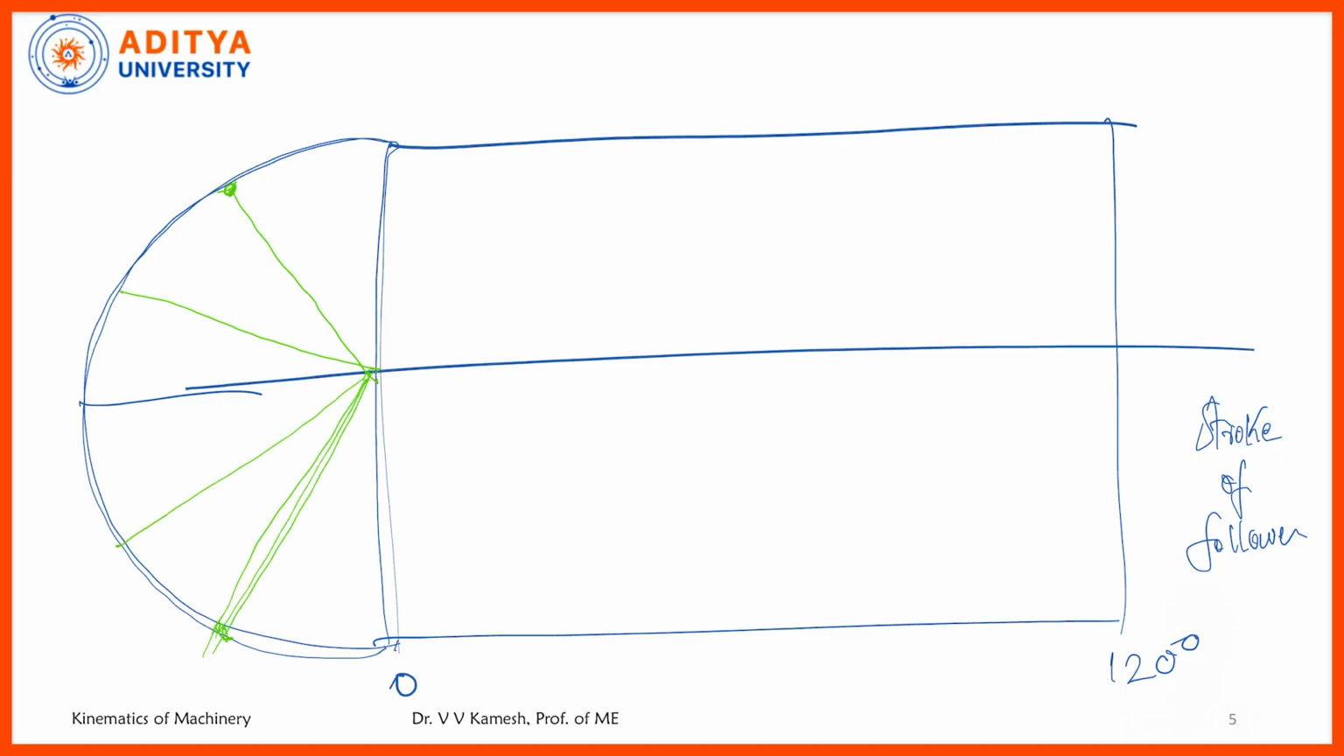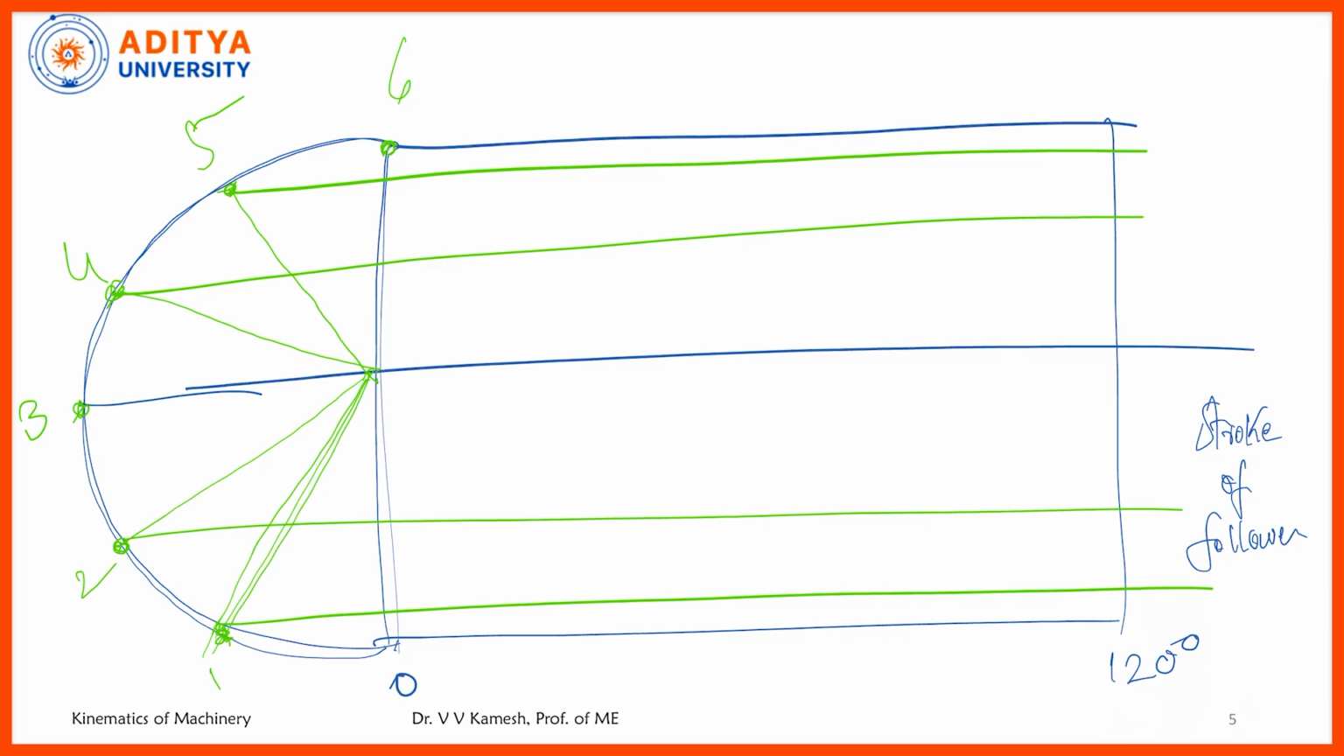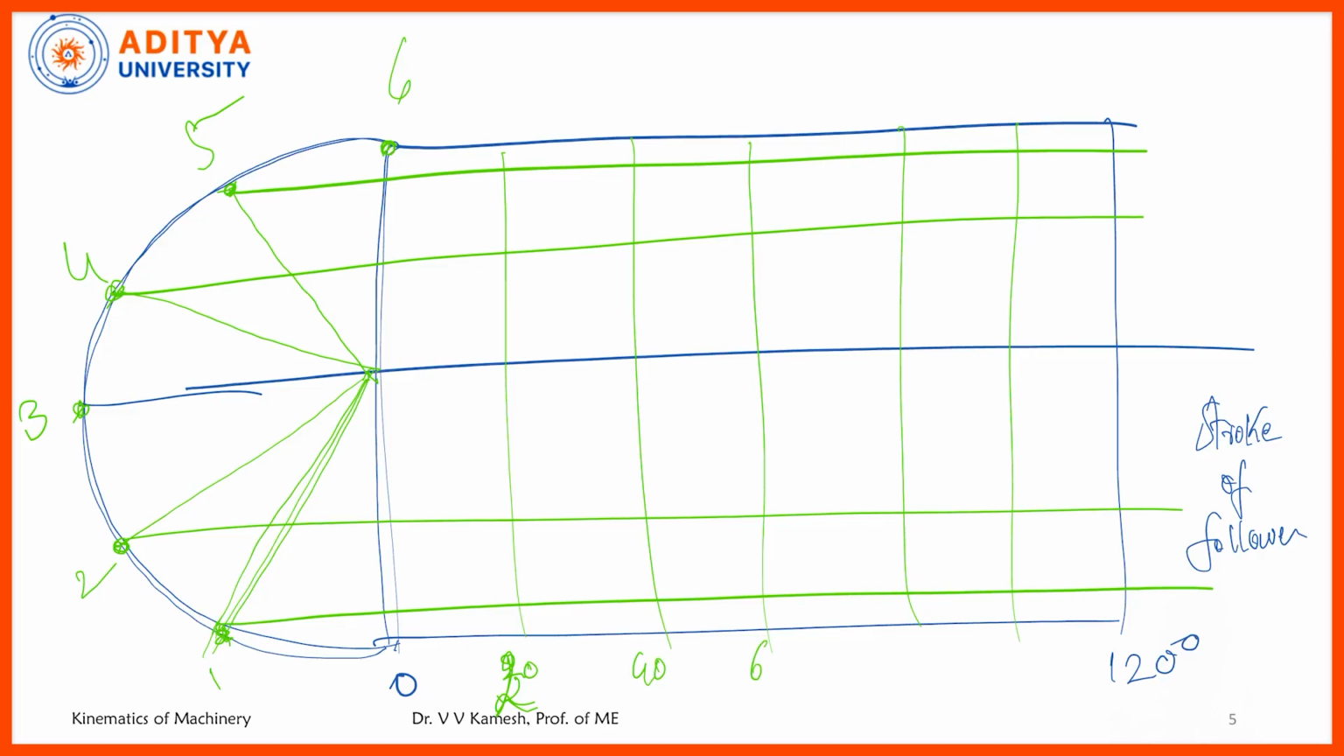From each and every point on the semicircle, you need to draw a horizontal line along your 120 degrees rectangle. I will number them 1, 2, 3, 4, 5 and 6. 6 is coinciding with O. At each point, you draw a horizontal line, right. Now, you divide this 120 degrees angle into 6 equal parts: 20, 40, 60, 80, 100, 120. So, it is being divided by 20 degrees.